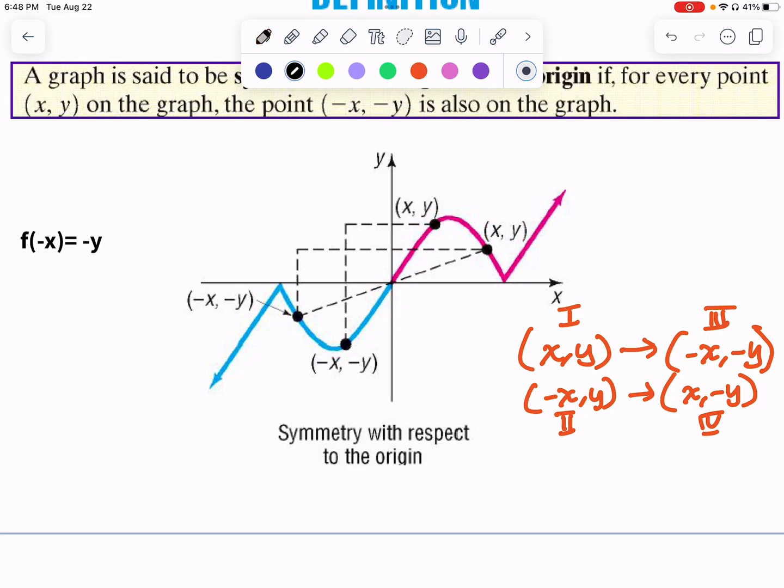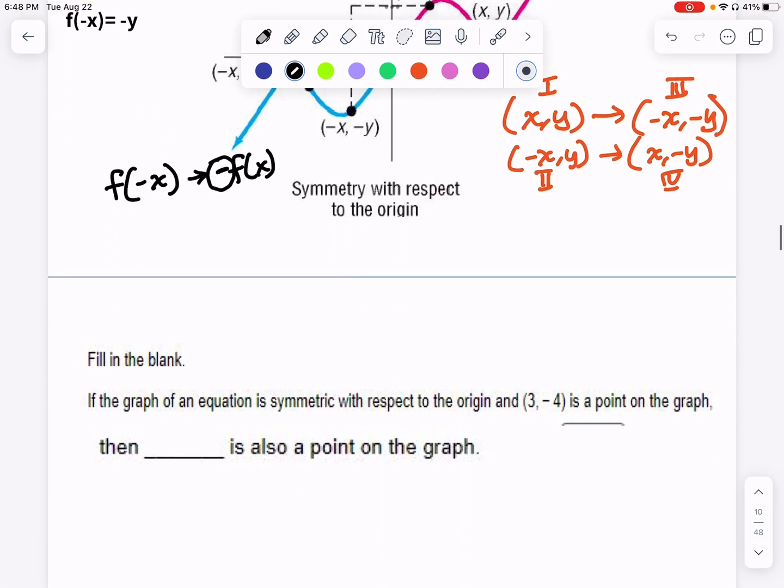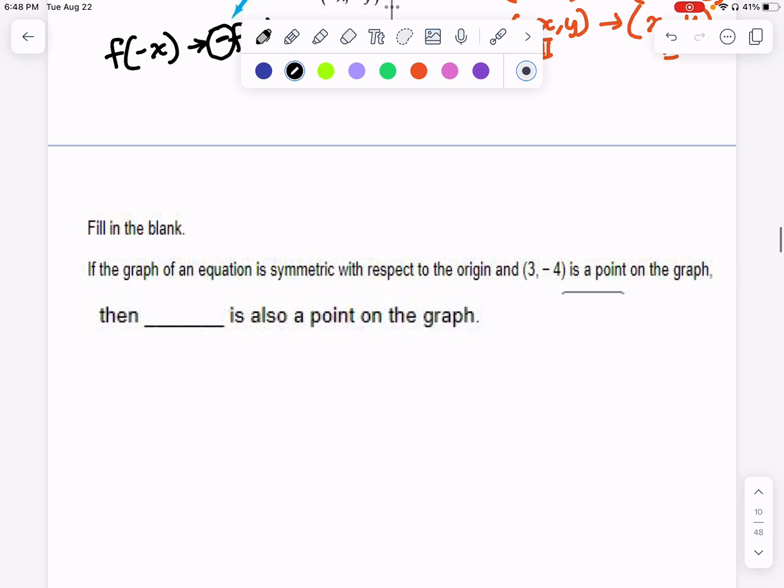In function notation, please write that when negative x is plugged in as the input, the output will be the opposite of the original function. Not the exact same function, but the opposite of the original function. Keep that in mind. And of course, when we do examples, hopefully we'll be able to connect better.